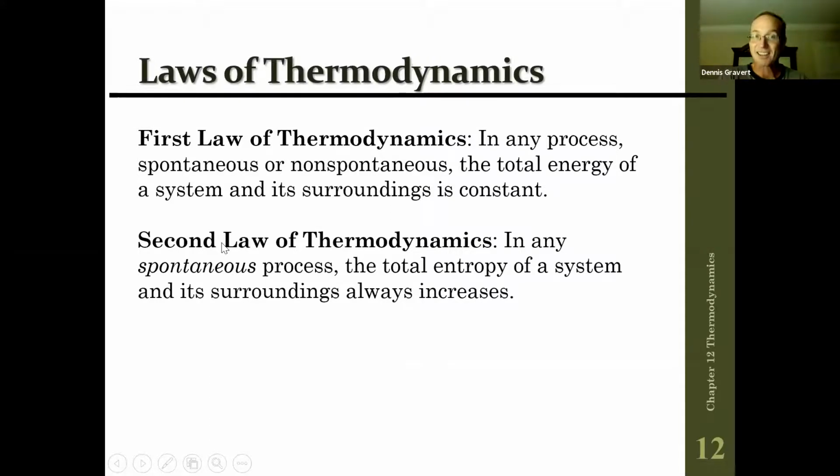The second law is now tying in this idea of spontaneity. If you have a spontaneous process, the total entropy, the measure of order or disorder, of a system and its surroundings always increases. And that's what we see in our world around us. Things that are spontaneous are usually exothermic, but they're also usually going from neat and orderly to more random, more spread out, more distributed. That's the second law.